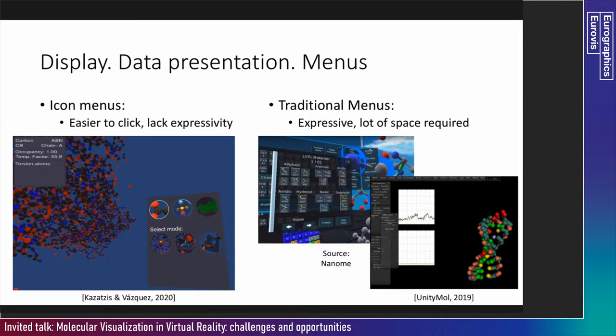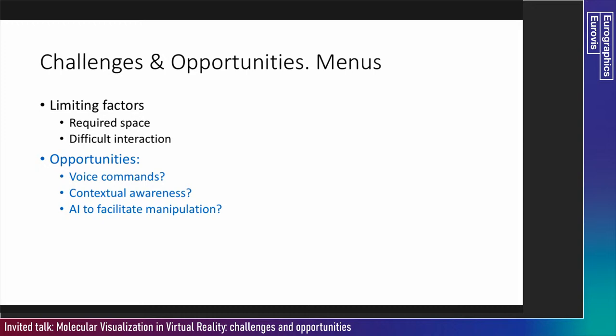So what can we do with menus? Well, as I said, the limiting factor is the required space. We also have the problem of difficult interaction, and maybe the opportunities could go in the line of using voice commands, using some sort of contextual awareness so that we can use menus that are smaller, but only with the interesting features that we could need in a certain context. Or maybe we could also use some artificial intelligence to facilitate the manipulation of menus, to help selecting or picking or moving sliders, and so on.